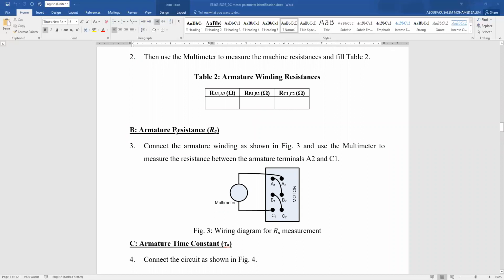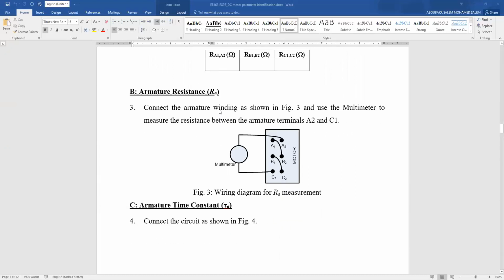The second task is to calculate the armature resistance. Armature resistance is nothing but the series resistance of the three coils A, B, and C. This is if we are going to connect the three coils in series. So the total armature resistance here can be represented by the sum of the three resistance quantities we got in table number 2.